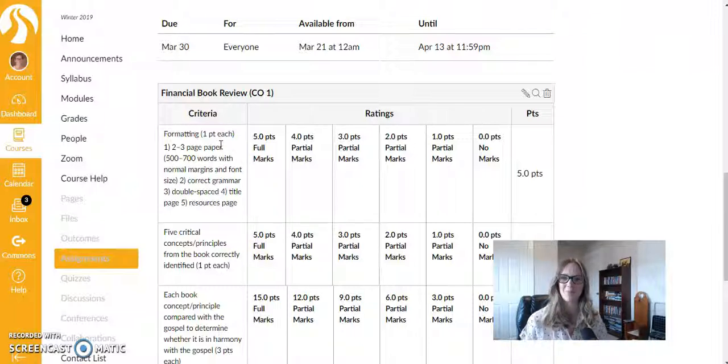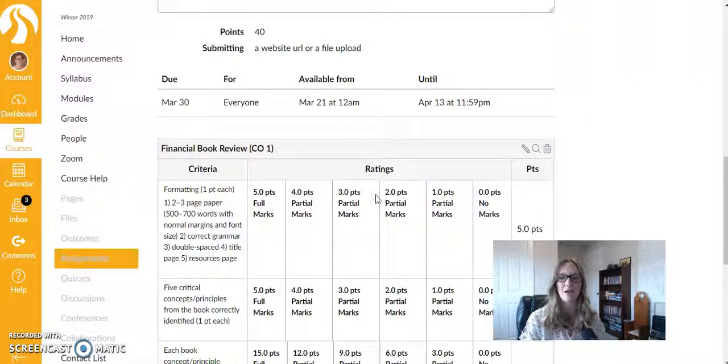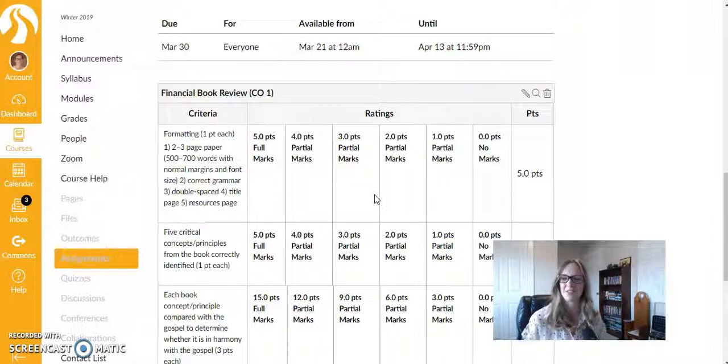Correct grammar and spelling, and so notice that's only 1 point out of these 40 points total for this assignment. So don't stress too much. This is a math class, not an English class, so not a lot of the focus is going to be on that spelling and grammar, but do try and get that correct as much as you can. So that I can understand what you're trying to say mainly.